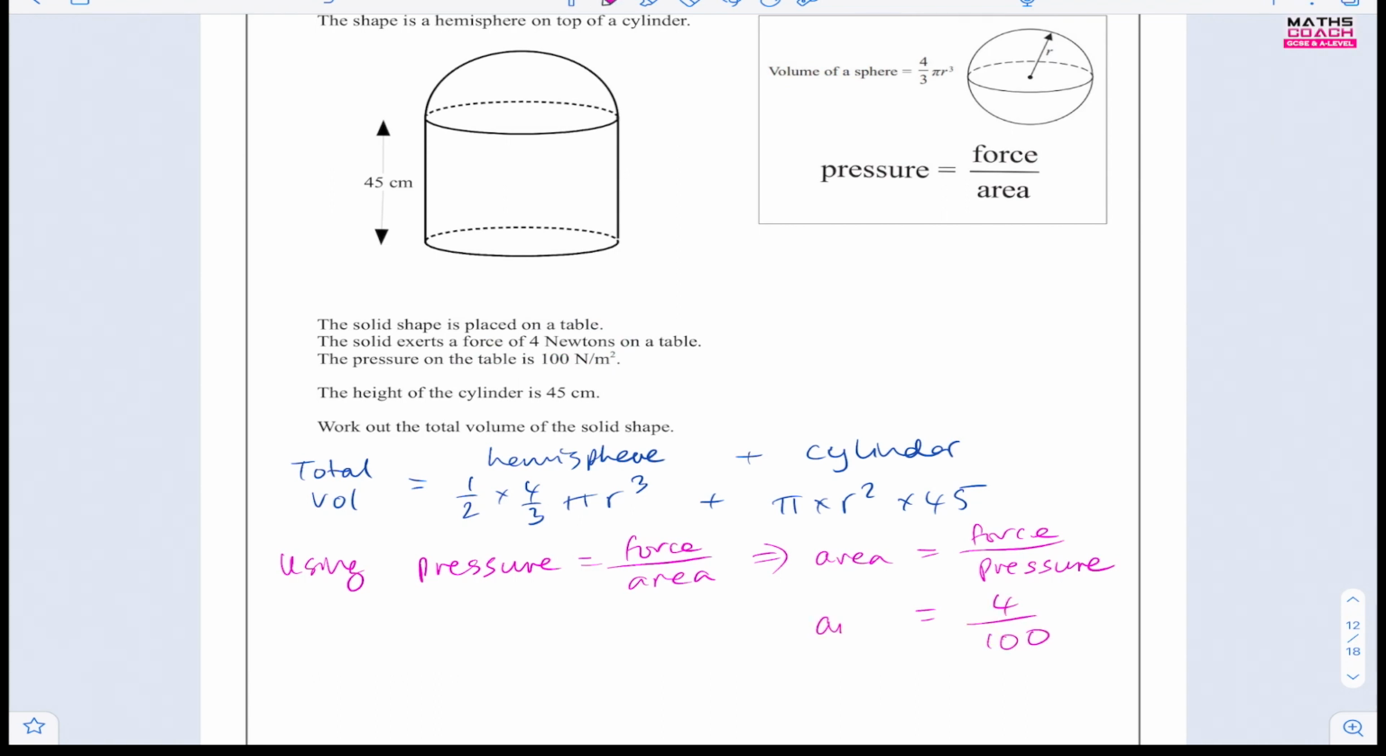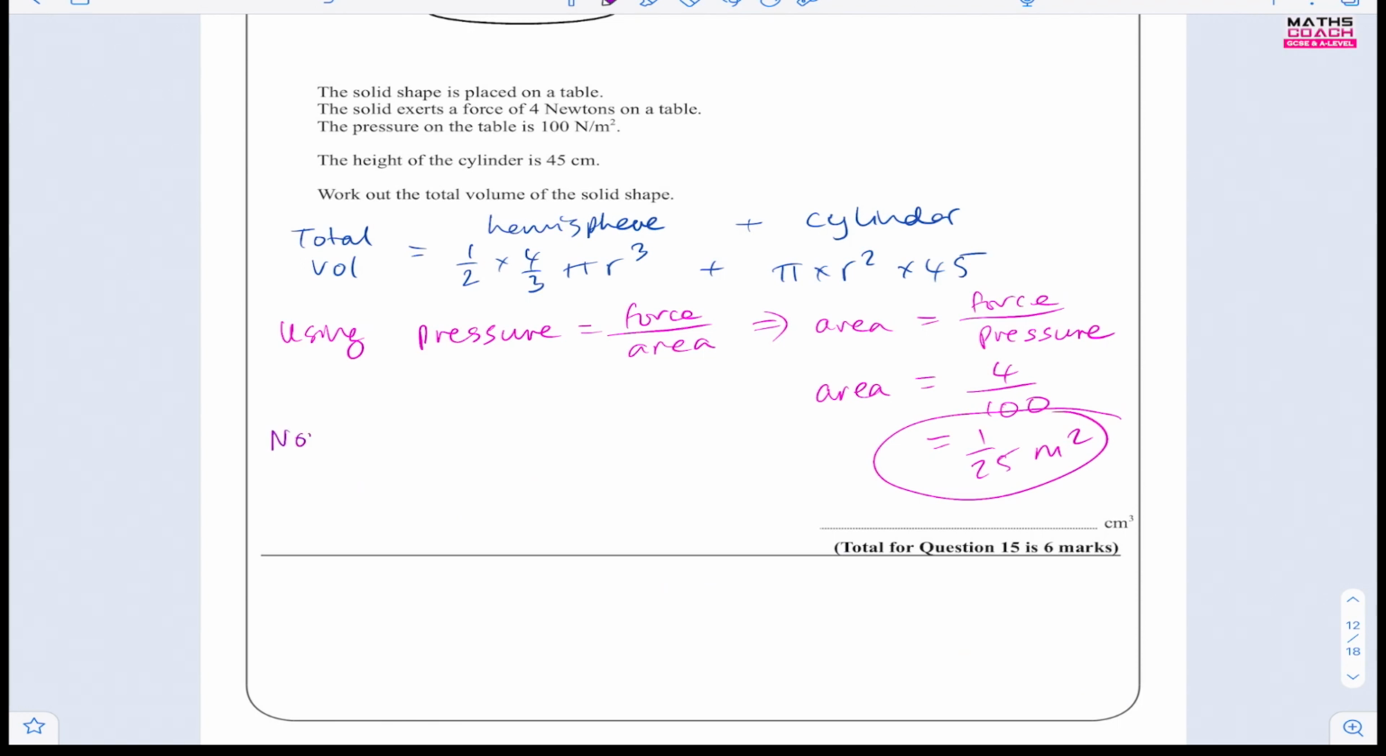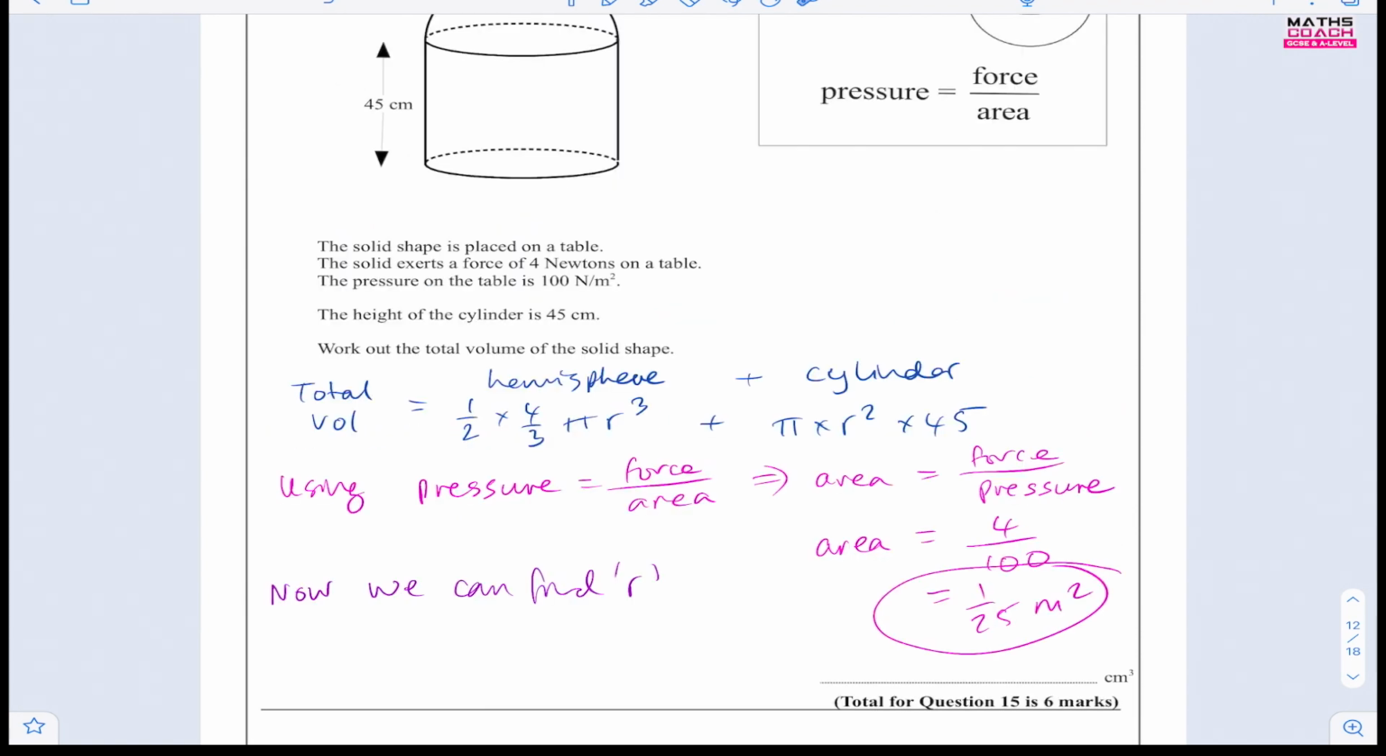So there we have our area. This simplifies to 1 over 25 meter squared. So now we can find our radius. So just to recap, this area right there is the area of this, and obviously the area of that as well. So the area of a circle is pi r squared.